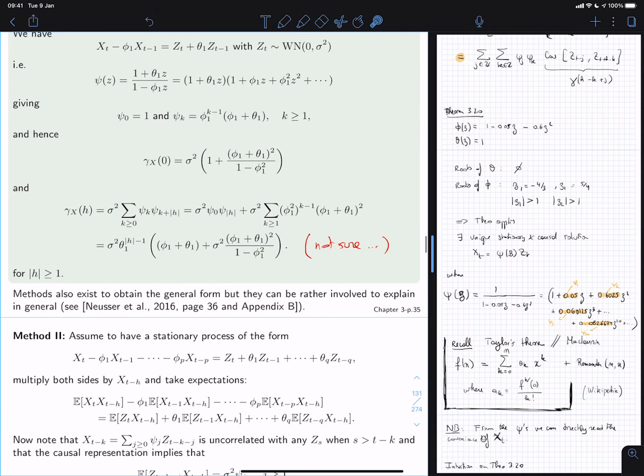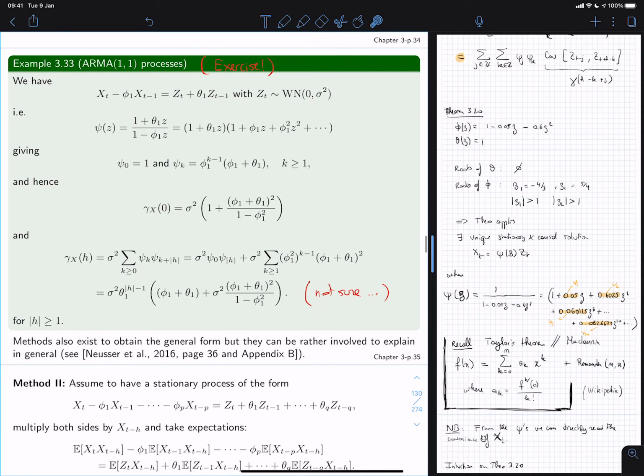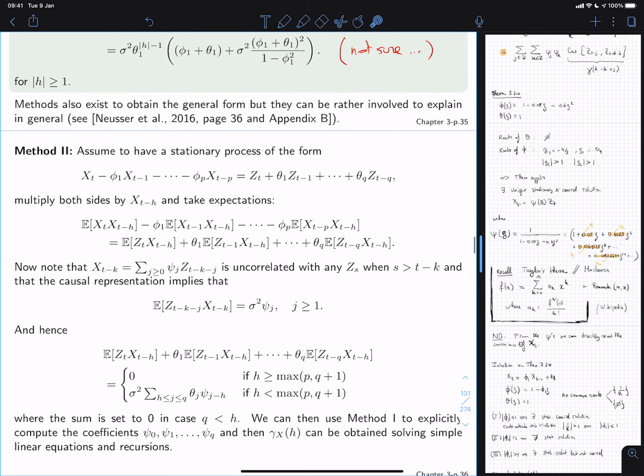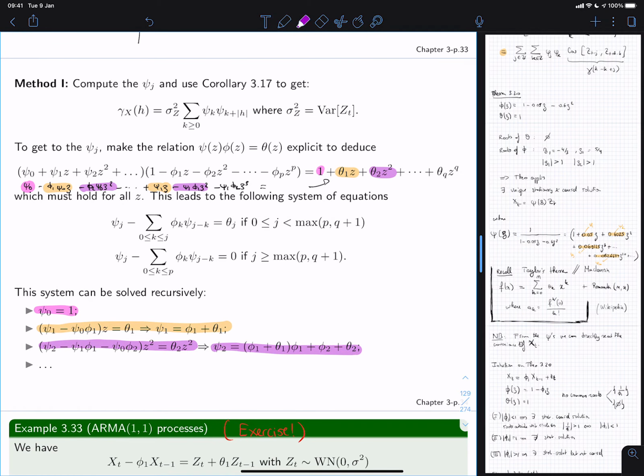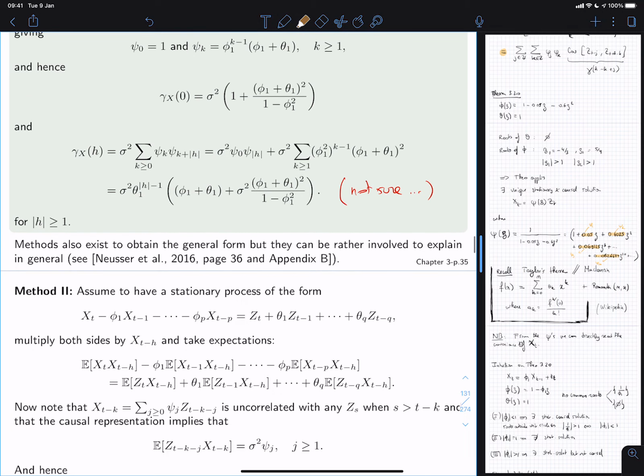There exist formulas which allow you to get the general form, but I basically couldn't be bothered with giving them to you, so you can go and see page 36 in Appendix B of Nusser, and you'll see how ugly it is. I mean, even for the ARMA 1.1 case, it's actually quite ugly, and it just gets worse and worse as the orders grow. So that's the method number 1 for getting the coefficients of your autocovariance function. Method number 2 is much more elegant.